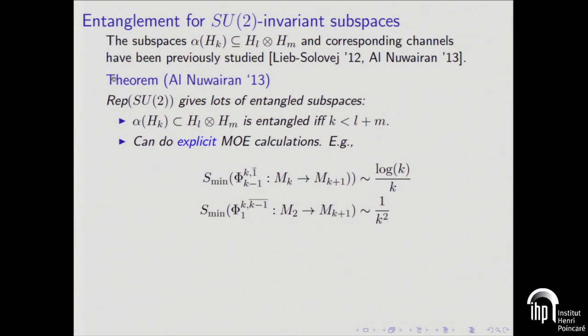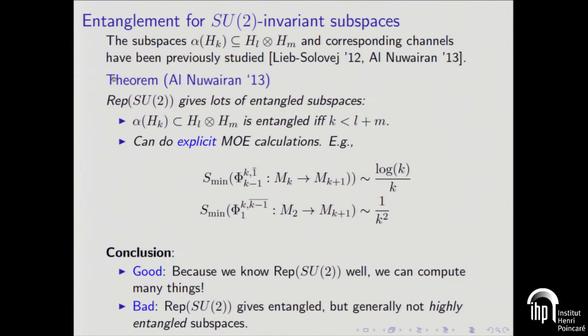So if you look at our situation of these things down here, for example, if you look at phi_{k-1,k,1} bar, this is going to be a map from k by k matrices to k+1 by k+1 matrices. And you have a nice description of the behavior of the minimum output entropy in this situation. So there's a precise formula, but it's a little more complicated than what I wrote here. And similarly, M_2 to M_{k+1}, the corresponding channel there, so this is going from the space associated to the basic initial representation of SU(2) into the kth representation. Okay, so what's the situation you have here? There's some good news and some bad news associated to this paradigm.